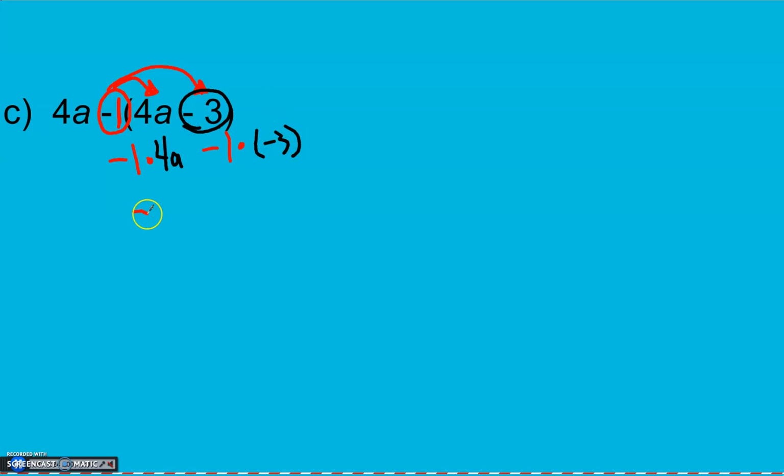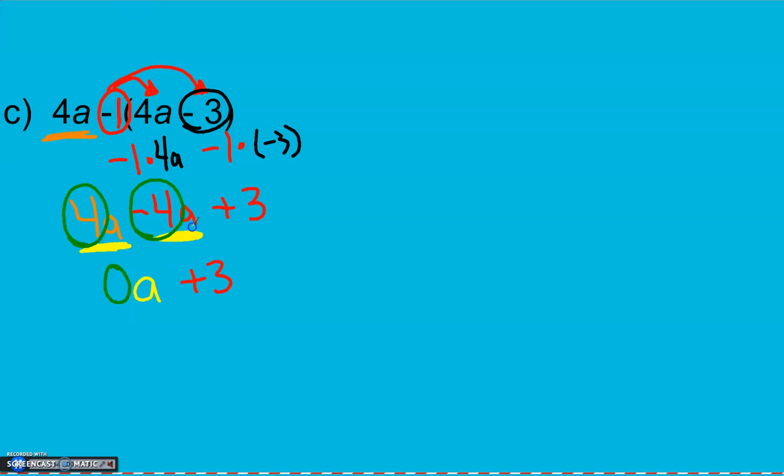So -1 times 4a is -4a. -1 times -3 is +3. And I did not change this 4a, so I'm going to bring that right down. Now, as far as like terms go, I have an a here and an a here. I keep the a, and now I can do the operations on my coefficients. 4 minus 4 gives me 0a. I did not change that +3, so I'm going to bring it down. We know that 0 times anything is just 0. So 0 plus 3 gives me just 3.